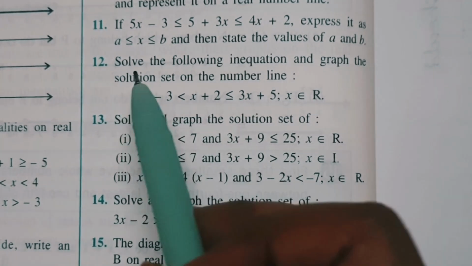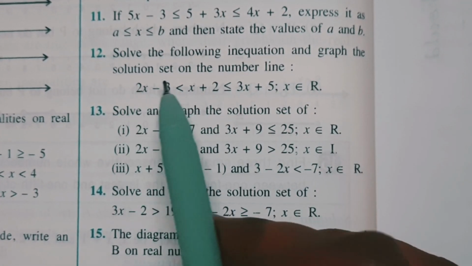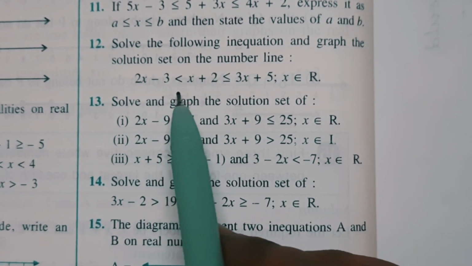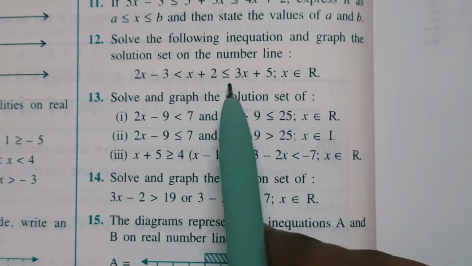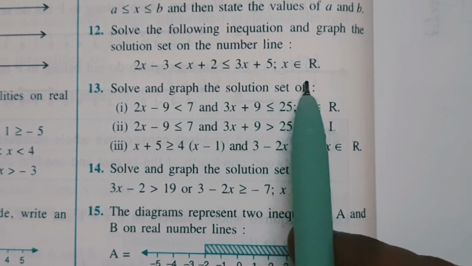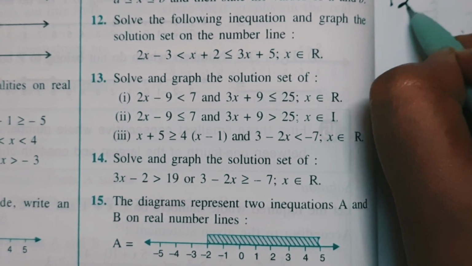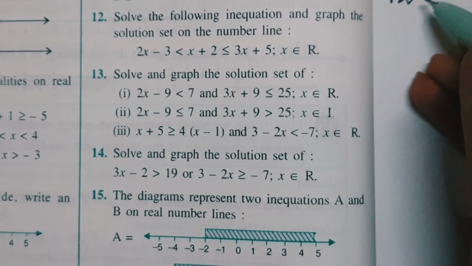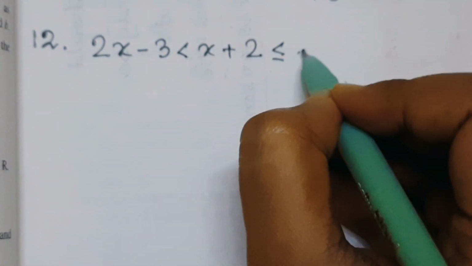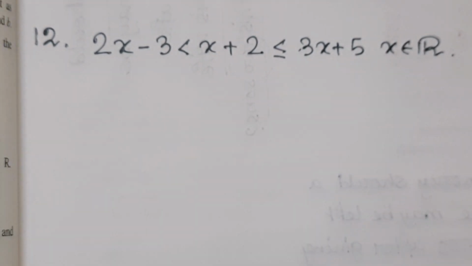Now see question number 12. Solve the following inequation and graph the solution set on the number line. 2x minus 3 is less than x plus 2, which is less than or equal to 3x plus 5, x belongs to R. So question number 12: 2x minus 3 is less than x plus 2, and x plus 2 is less than or equal to 3x plus 5, x belongs to R.